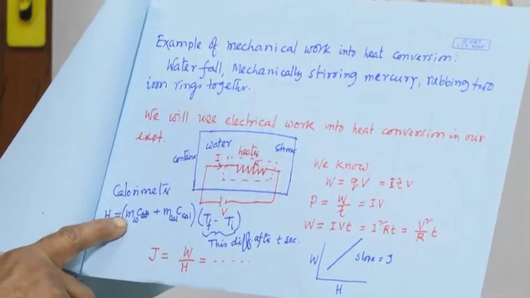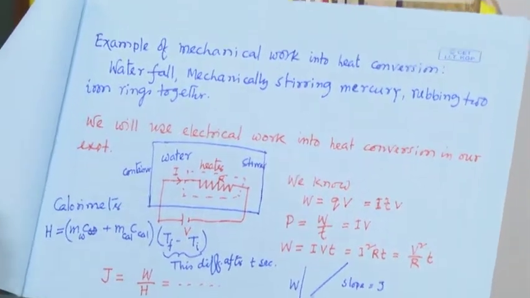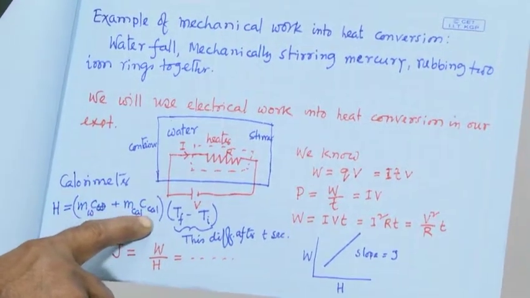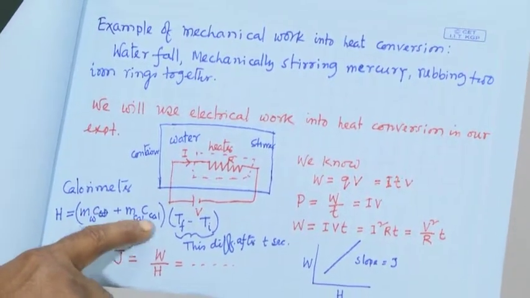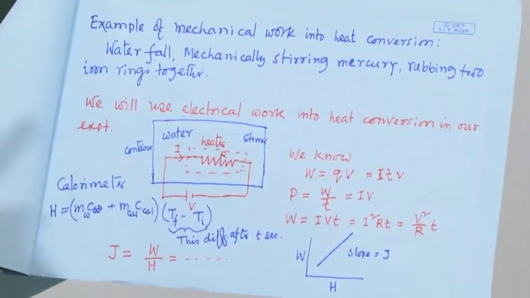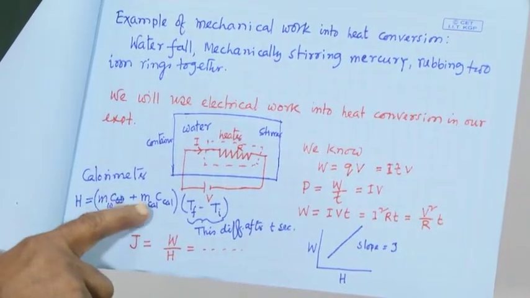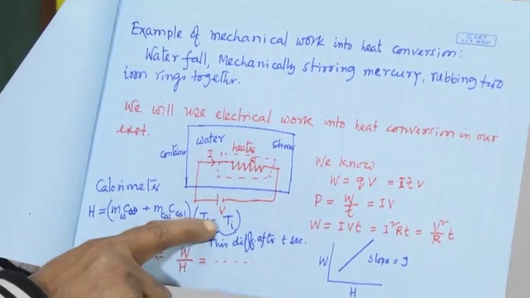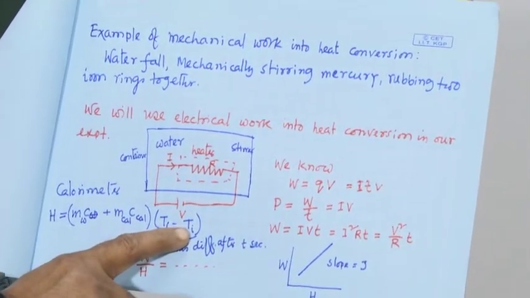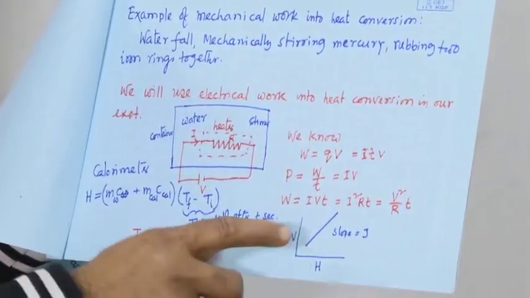So, mass of water you know, and the mass of calorimeter you have noted down, right. As I told you, the specific heat of the calorimeter material you will take as 0.1 calorie per gram per degree centigrade. For water, it is 1 calorie per gram per degree centigrade. Mass of water, mass of calorimeter, initial and final temperature we have noted down: final temperature 24, initial temperature 20. So now from here you will get H. Okay. So you have to plot a curve.